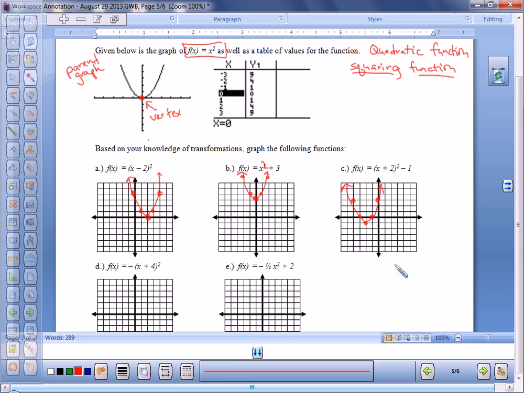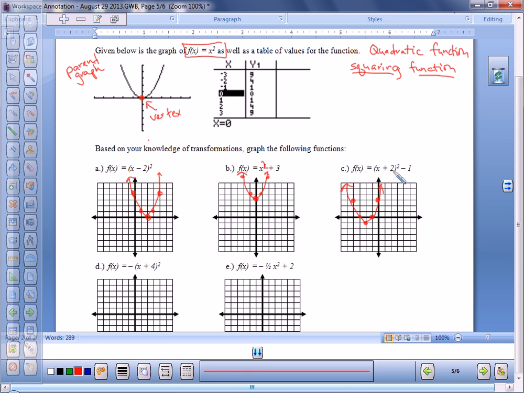Now, some of you may not be buying into this transformation thing. So let's just test. If I plug 0 in for my x into this function, I get 0 plus 2, which is 2. 2 squared is 4. 4 minus 1 is 3. Did I have a point at (0, 3?)